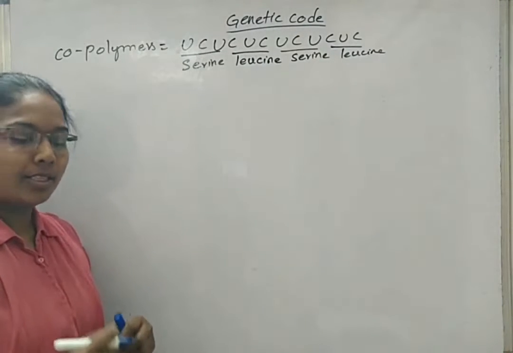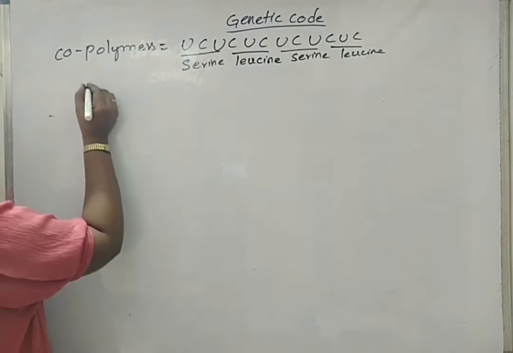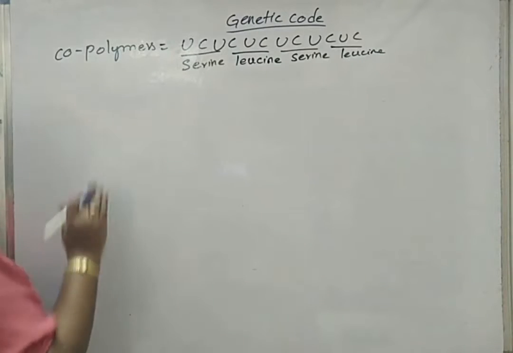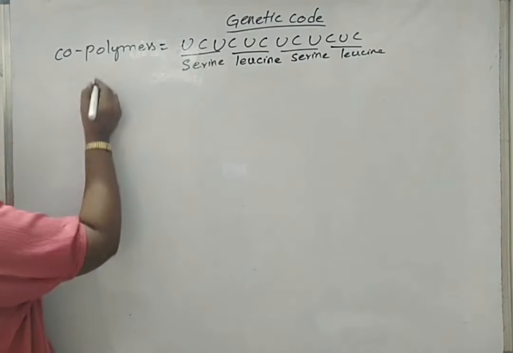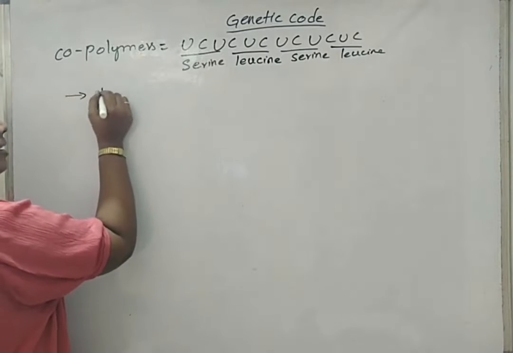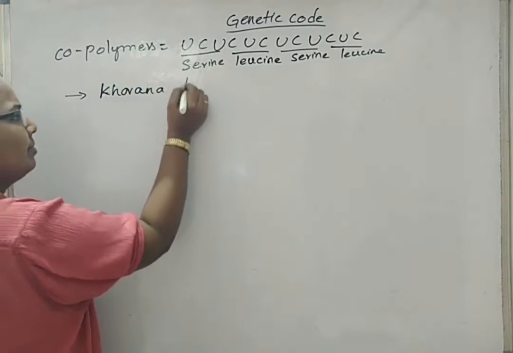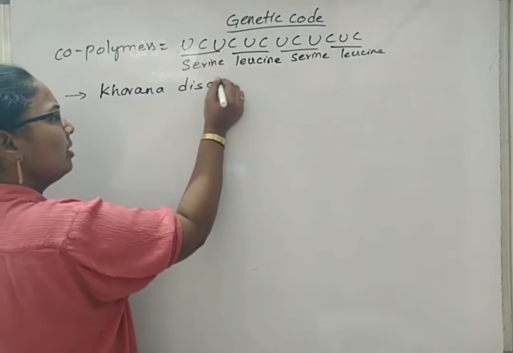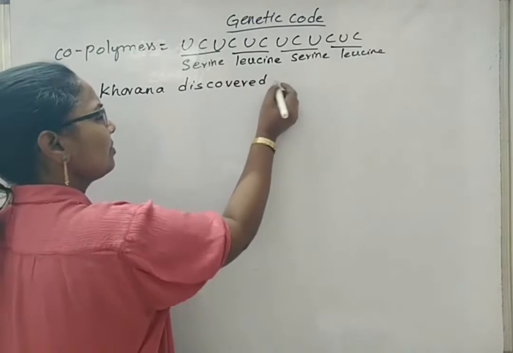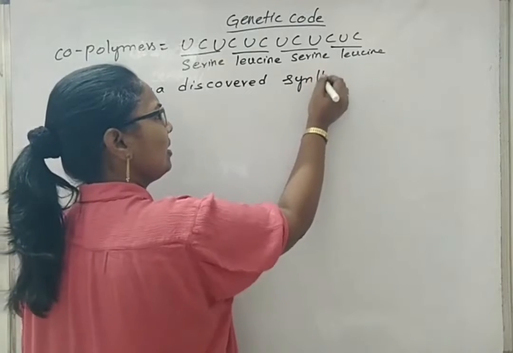Hargovind Khorana was also considered as a developer for artificial RNA or synthetic RNA. Khorana was the first person to discover synthetic RNA.